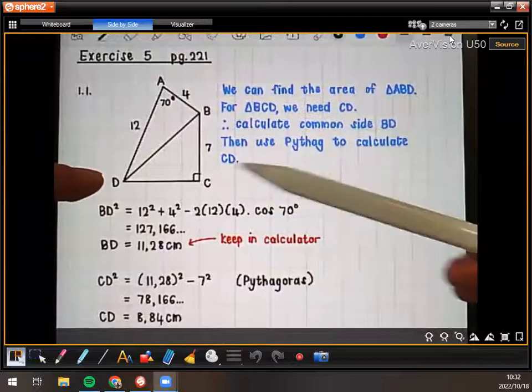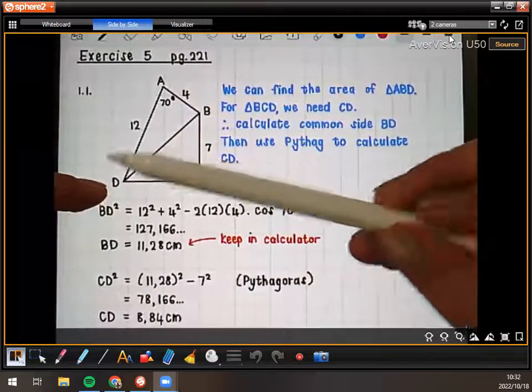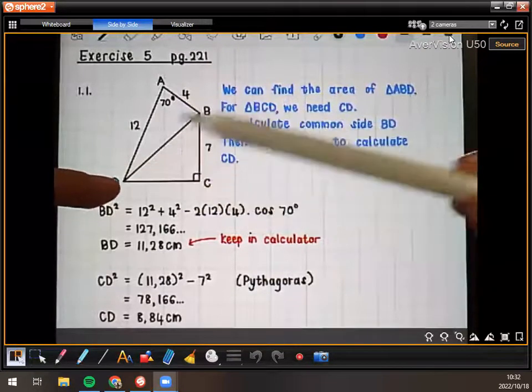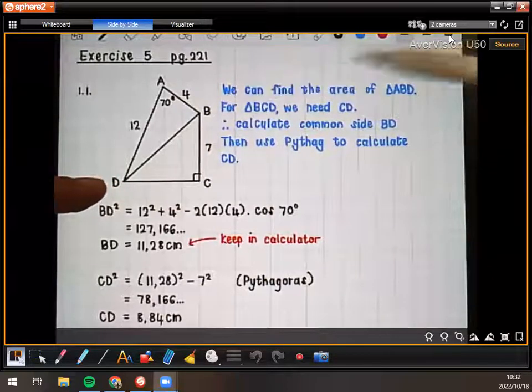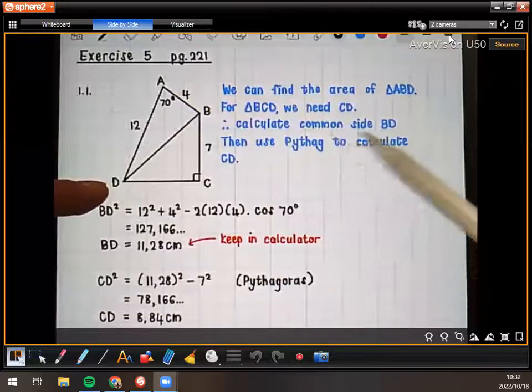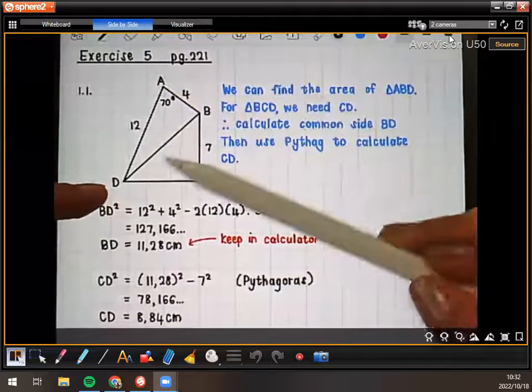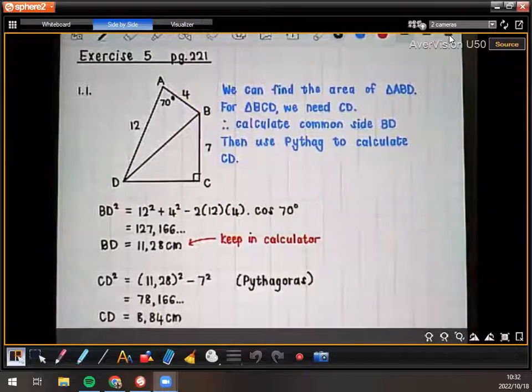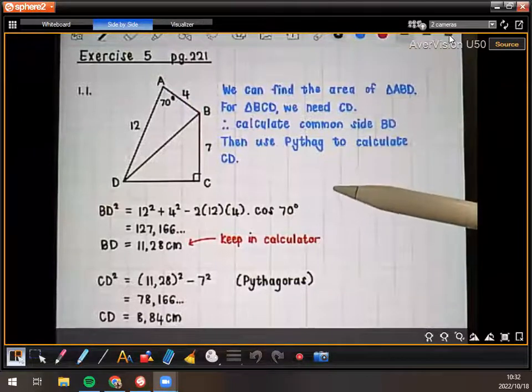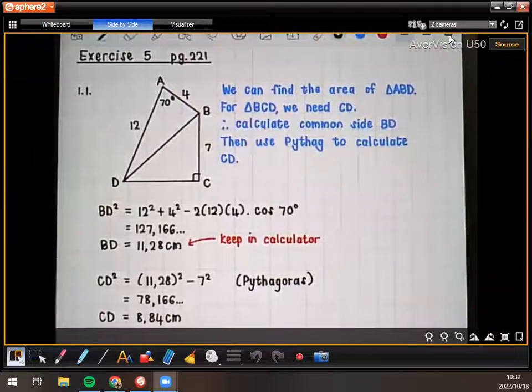How am I going to calculate CD? Because I didn't have BD, I can't use Pythagoras. But I can actually find BD. That is the common side we're going to be discussing today. If I calculate the common side BD, then I can use Pythagoras in this triangle to find CD. So guys, it is important to first figure out what you need to calculate before you go rushing through the whole thing blindly.